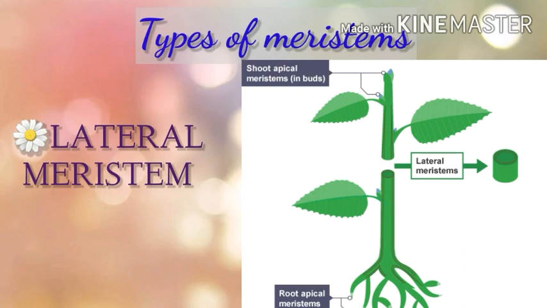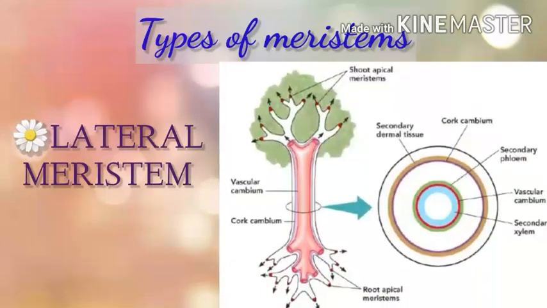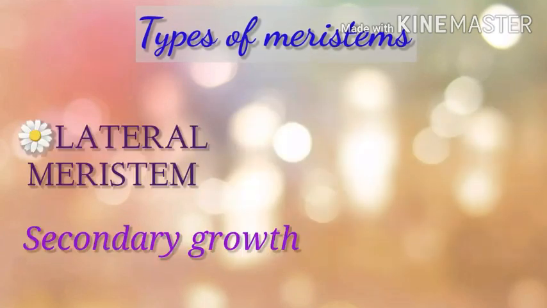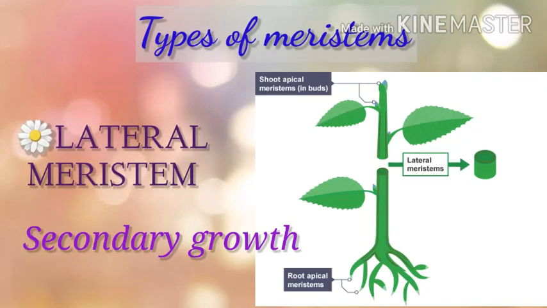The second type of meristem is lateral meristem. They are present on the lateral side of the stem and root of the plant. These meristems help in increasing the thickness of the stem and root. The cork cambium, which is present beneath the bark of the woody plants, and vascular cambium, present between the xylem and phloem, are good examples of lateral meristem. The growth resulting from cell division in lateral meristems is called secondary growth.